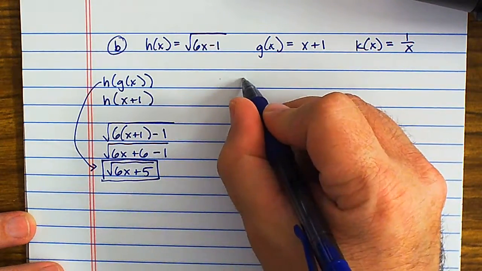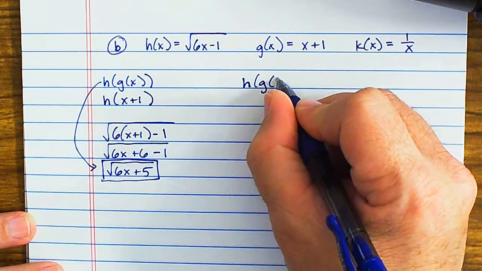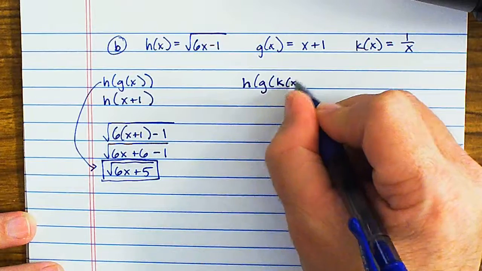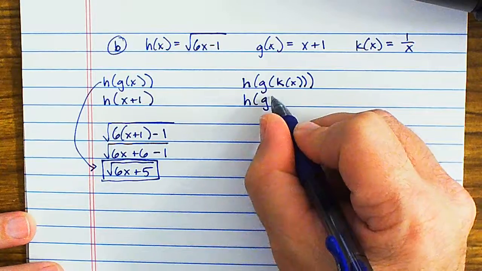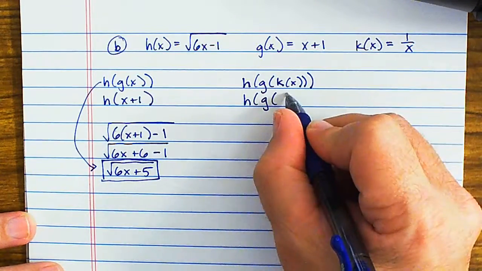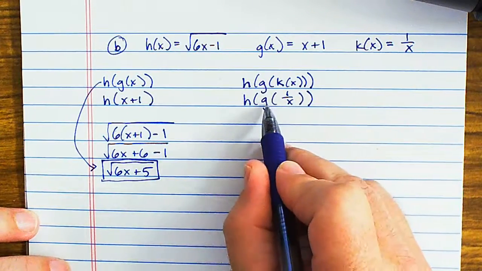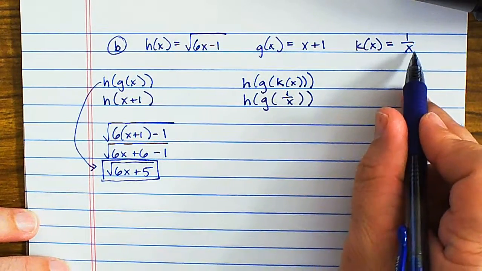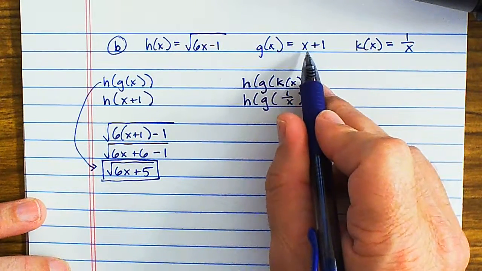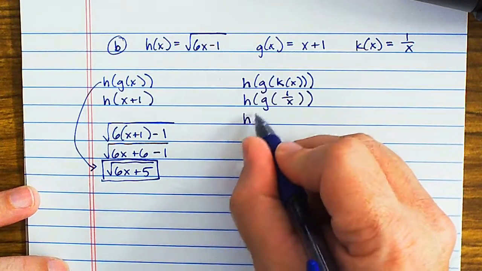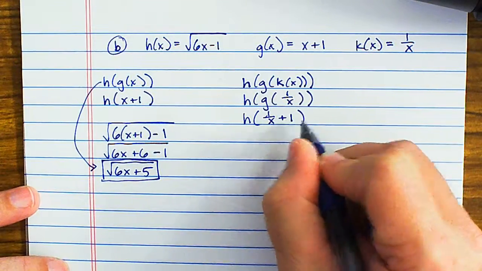Now the next one says h of g of k of x. So that's going to be h g k, and then k of x right here is 1 over x. So we work inside out. That means I'm going to put 1 over x into the g function for the x. So that 1 over x, if I put it right in there for x, would be 1 over x plus 1. So that would be h of 1 over x plus 1.